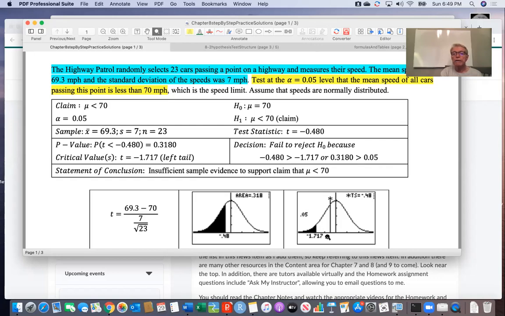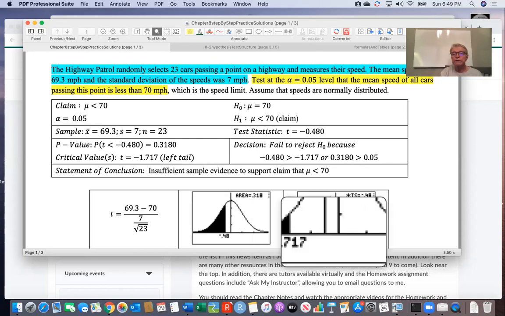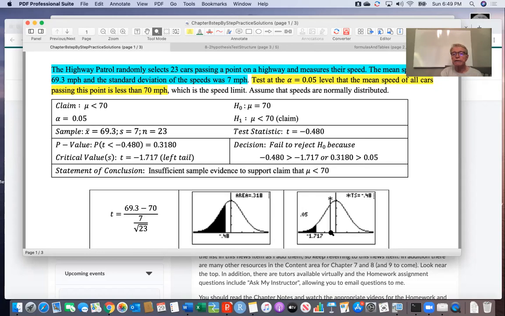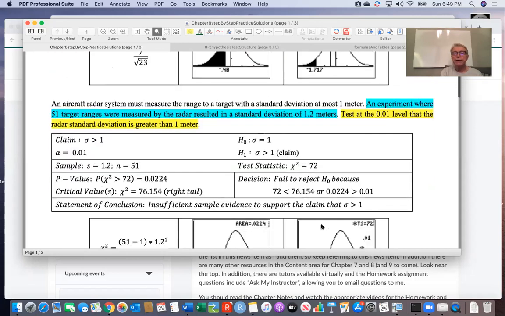And so what we need to do now is plot the actual test statistic that we found in step 2 and see where that is. Is it in the rejection region here, or is it in the fail to reject region? And it is in the fail to reject region, okay? So this tells us that we're going to end up rejecting H0 in our decision. So let's go look at the next one.